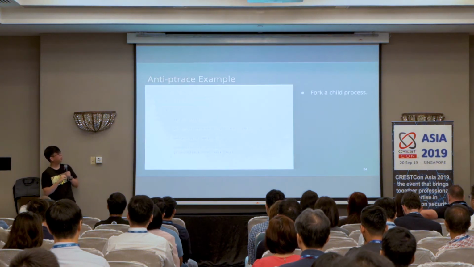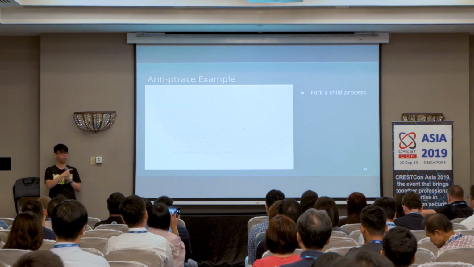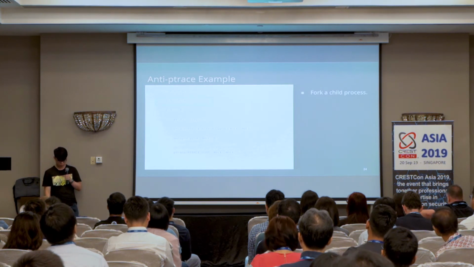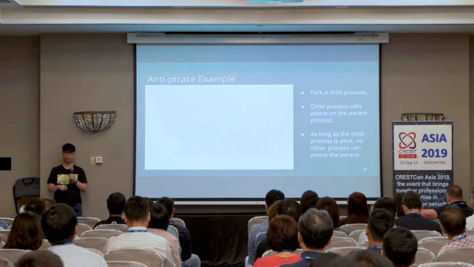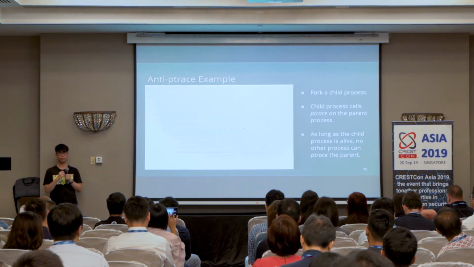So I lifted some code from the OWASP MSTG. You can actually find that in the Mobile Security Testing Guide. What this function does is essentially the parent application forks off a child process, and the only thing that the child process does is call ptrace on the parent. So as long as the child process is alive, you will not be able to attach any debuggers or Frida, for example, onto the parent application.